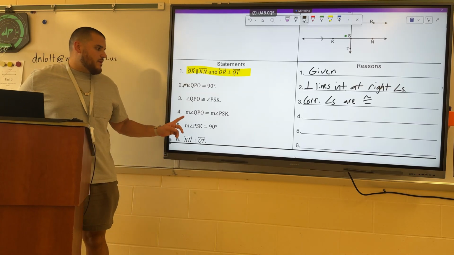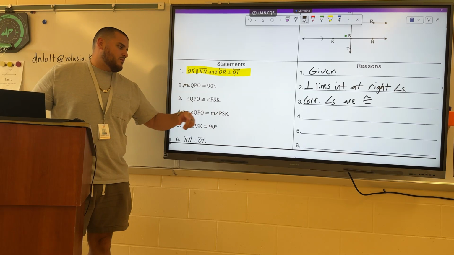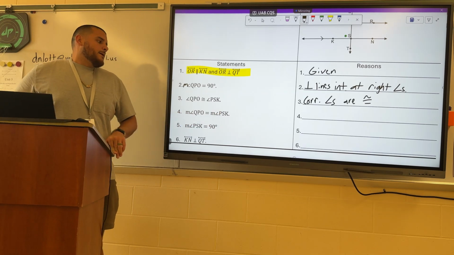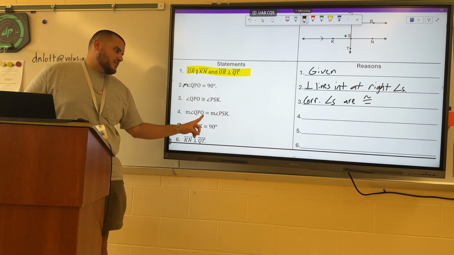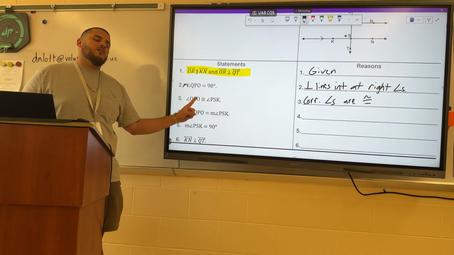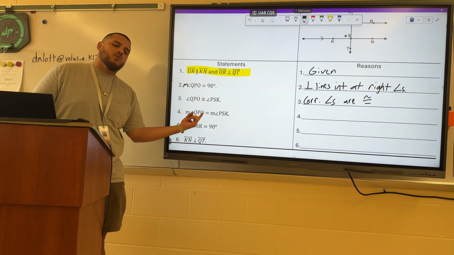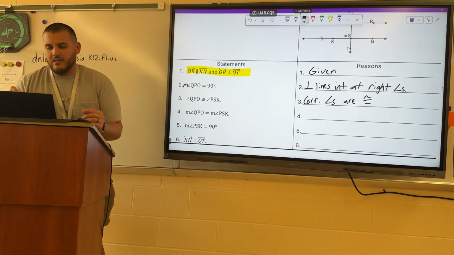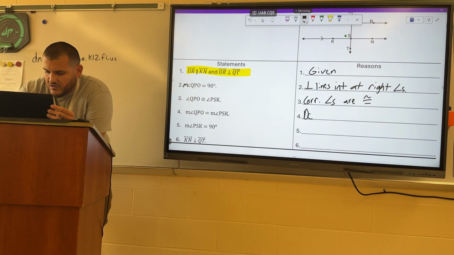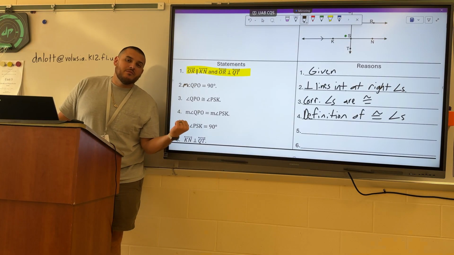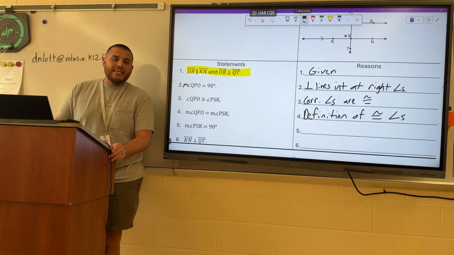All right, next it says the measure of angle QPO is equal to the measure of angle PSK. This is just for equality, right? This is essentially the same statement. This says congruent, but we know congruent means equal in measure. So we can say these things are equal to each other. This is the definition of congruent angles.